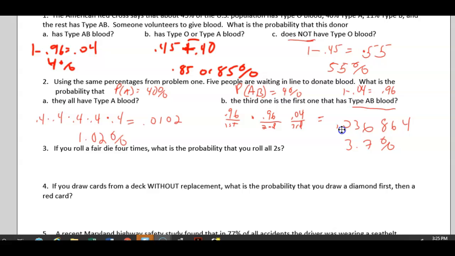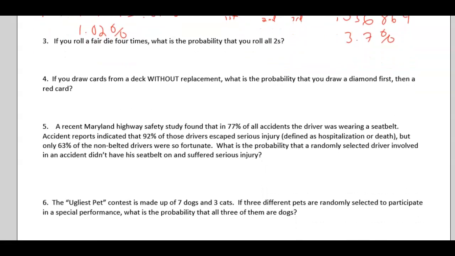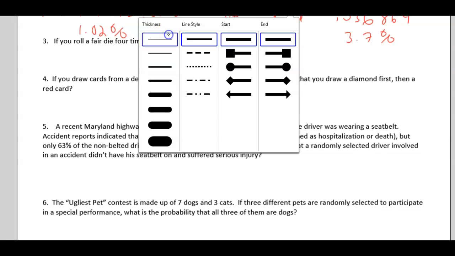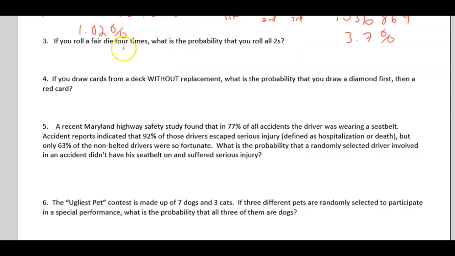Okay. Now, number 4. Wait, is that number 4? It's number 3. I can't add. I can't count. Sorry. Number 4 says if you roll a fair die 4 times, and a fair die is just 1 die, you know, the dice where we shoot craps at the casino, but just 1. You roll a fair die 4 times. What is the probability that you roll all 2s?